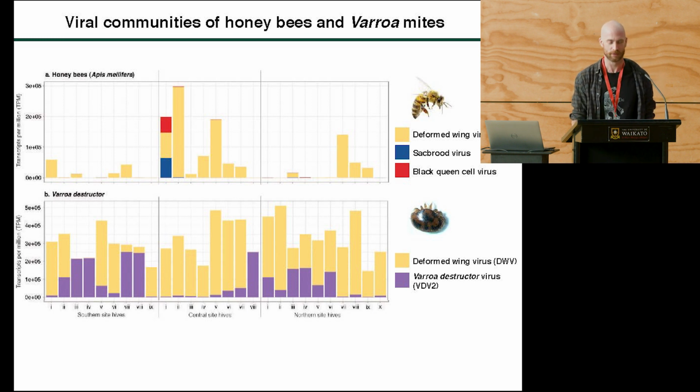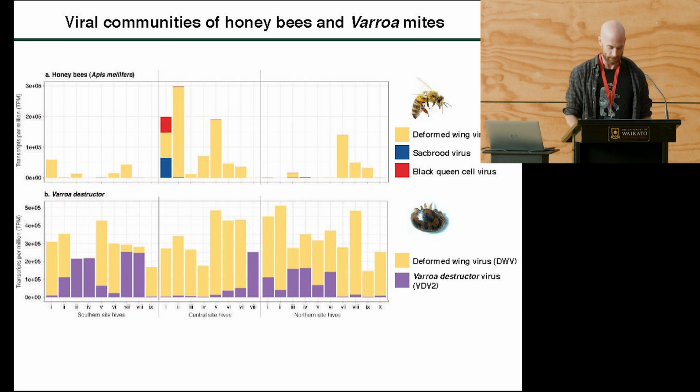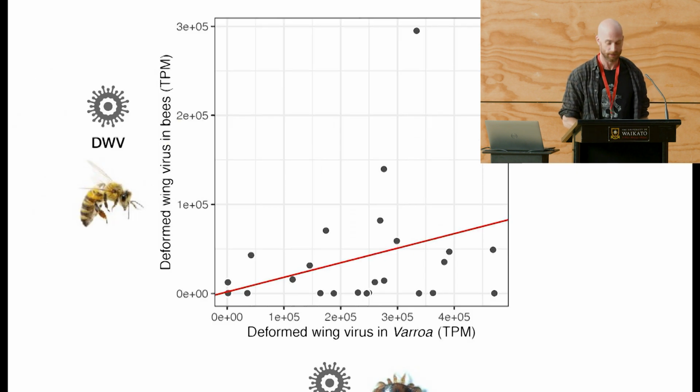Get used to the acronyms, deformed wing virus and VDV2. They'll appear on the plots quite a bit. So that was just a little survey, but it raised some quite interesting prospects. First, the relationship between deformed wing virus in varroa and in bees. That's quite a known relationship: the more deformed wing virus you have in varroa, the more deformed wing virus you have in bees. That just highlights this interaction between varroa and deformed wing virus that affects the bees negatively. That was quite a known relationship, obviously.